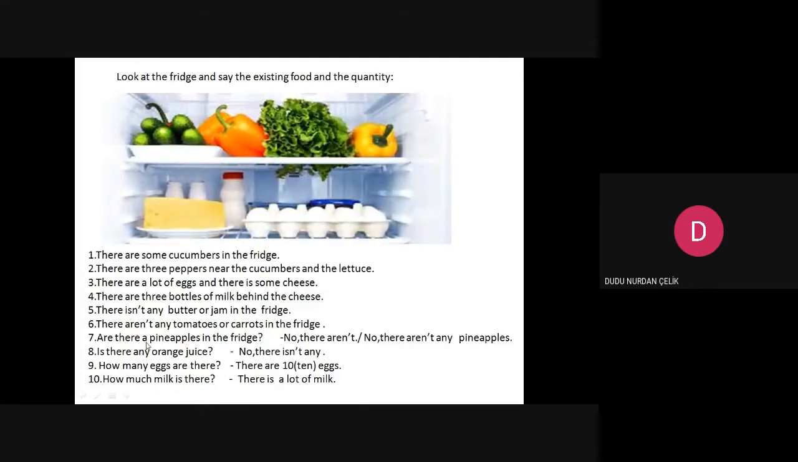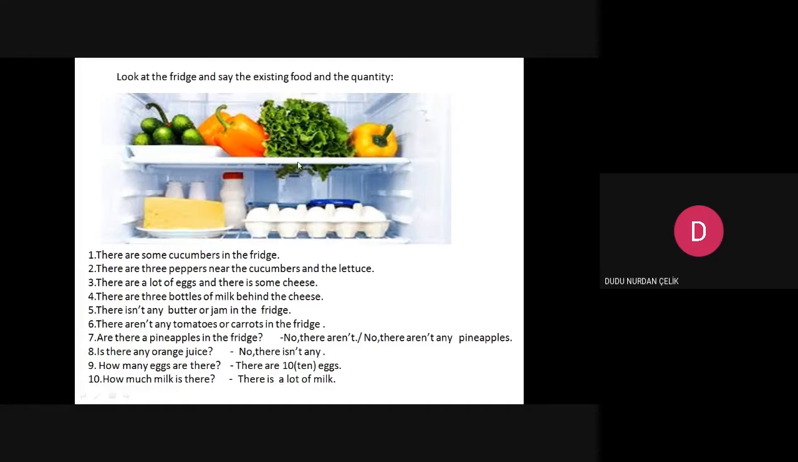Are there, pardon me, are there, not A, it's wrong, sorry. Are there pineapples in the fridge? Can you see pineapples? No, I can't. So, no, there aren't. Short answer. Long answer: no, there aren't any pineapples.